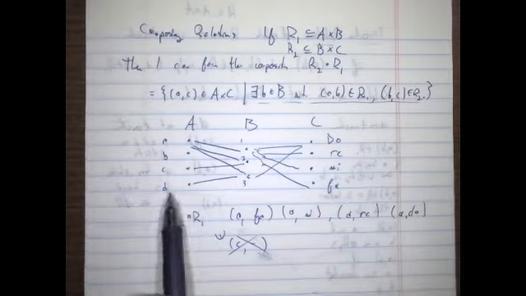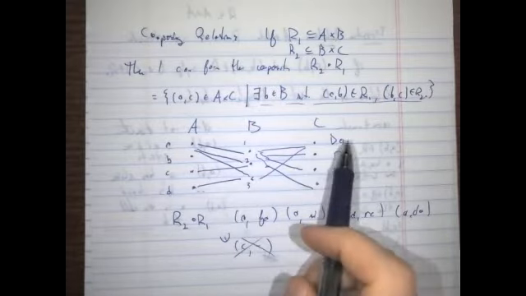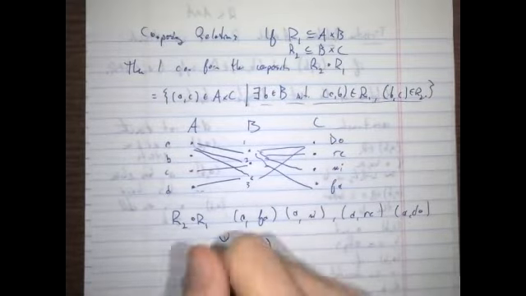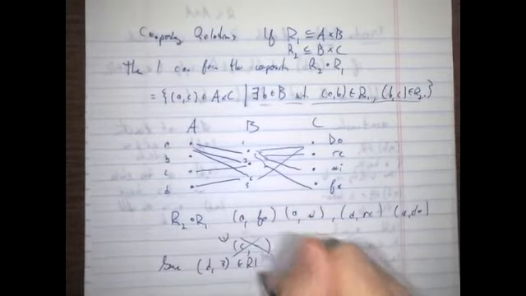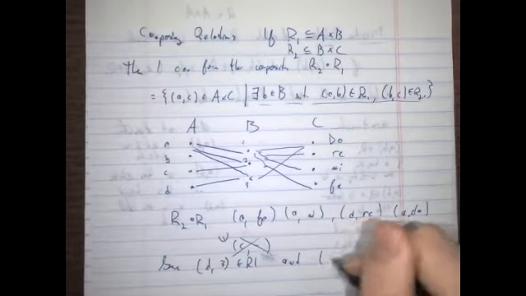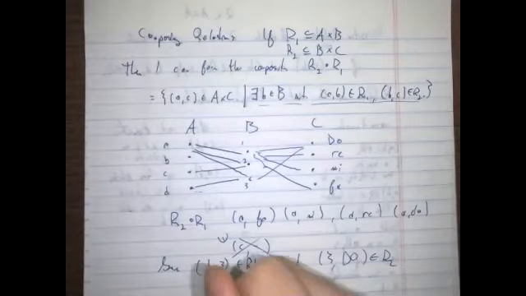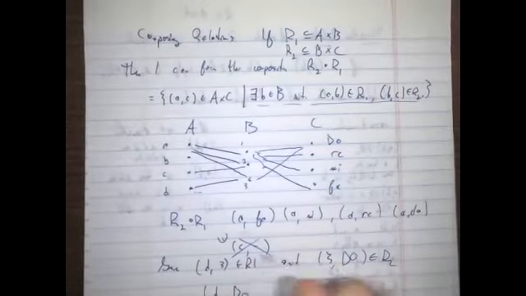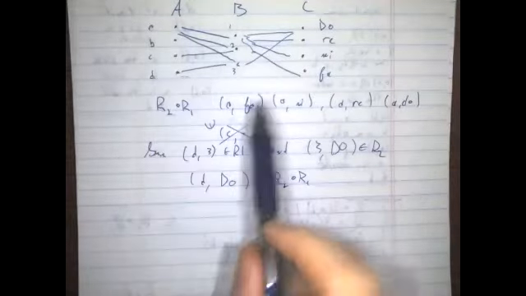Do we have D, do? Yep, you have D, do, because D goes to 3 and 3 goes to do. So since D comma 3 is inside R1 and 3 comma do is inside R2, we must have D comma do inside R2 composed with R1. Oh, you can't see. You also have A comma do.